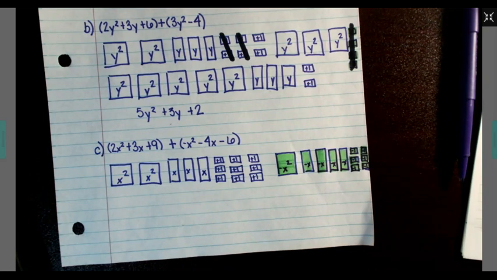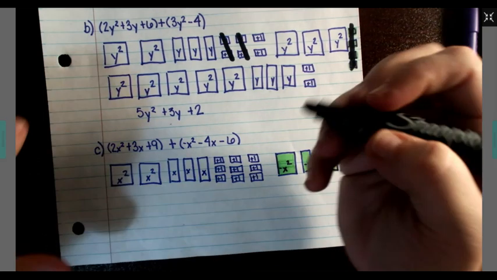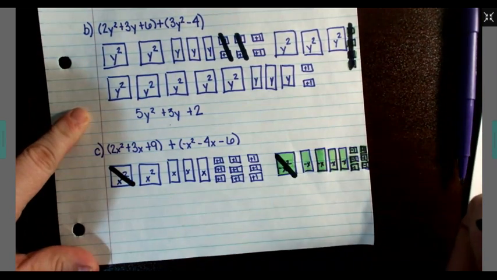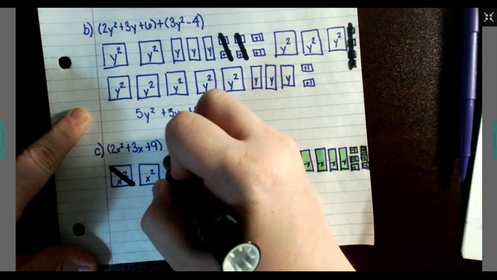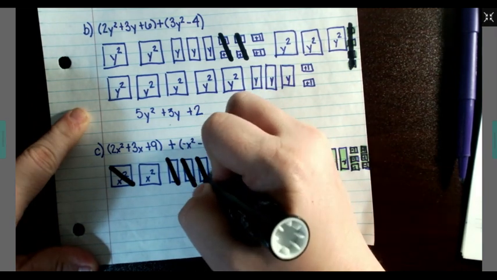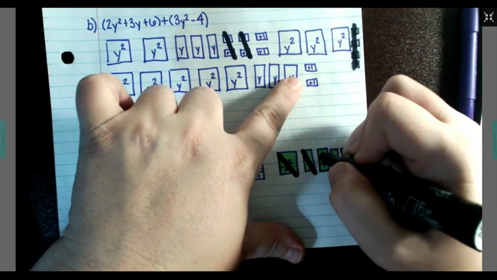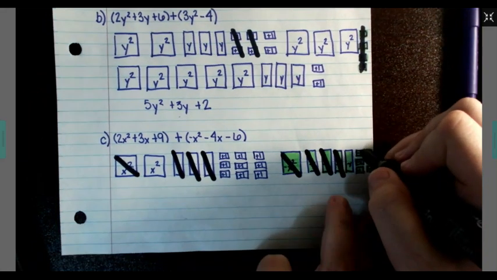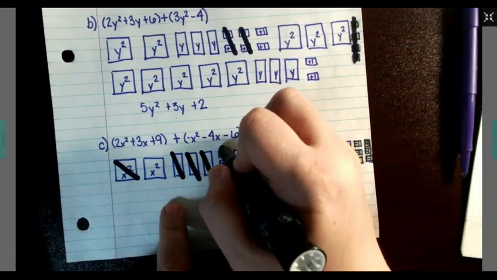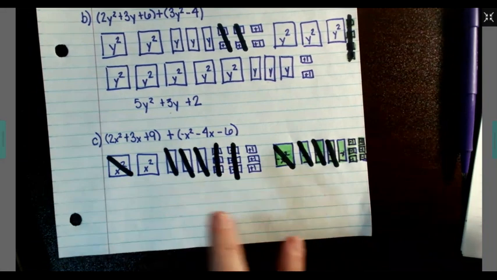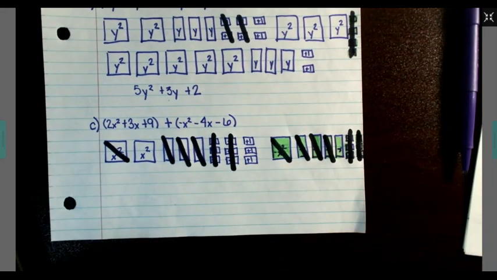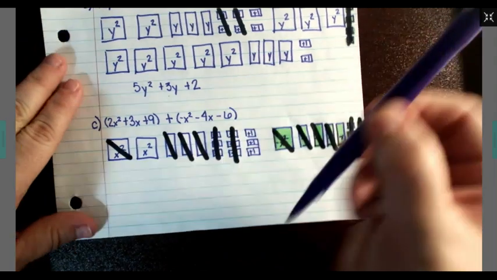Okay, now we're going to go through and we're going to zero out anything that we can. Well, I have one of these and one of these, right? I have 1, 2, 3. 1, 2, 3. I've got 6 of these, right? So I can cancel those out. So let's take a look at what's left.